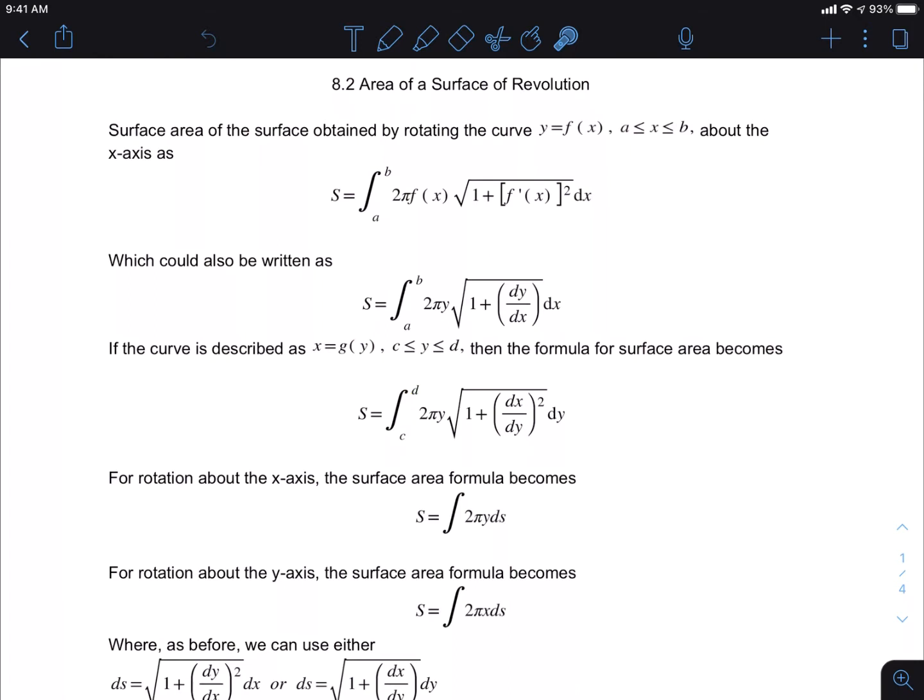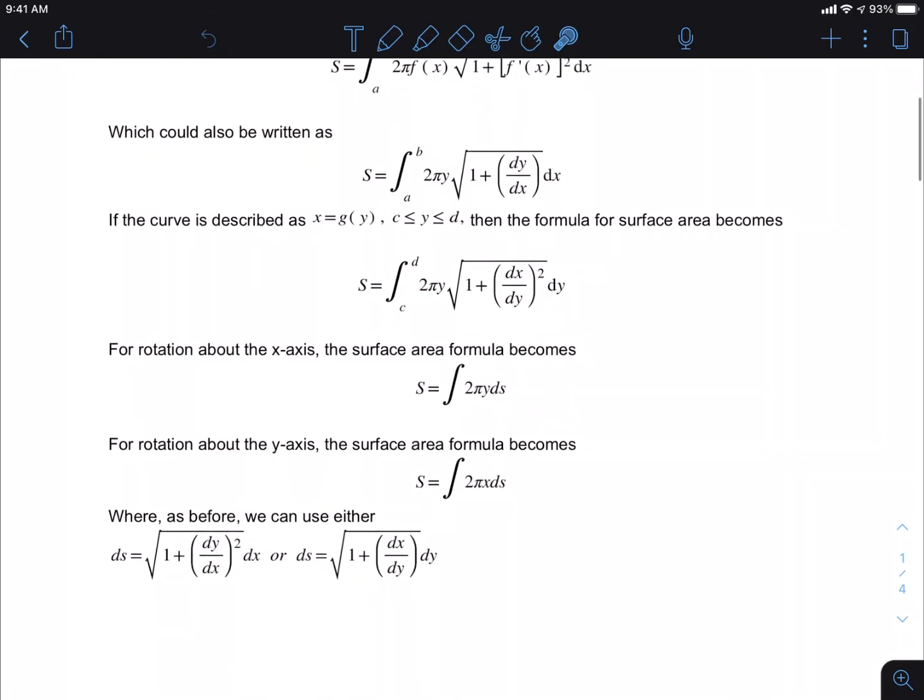And then instead of doing it that way, your book, to make the formula easier for you to remember, typically writes it this way. When you rotate about the x-axis, it's going to be 2 pi y ds. When you go about the y-axis, it's going to be 2 pi x ds, where ds is either one of these. Okay? And how you determine which one of these you use is based on the bounds.